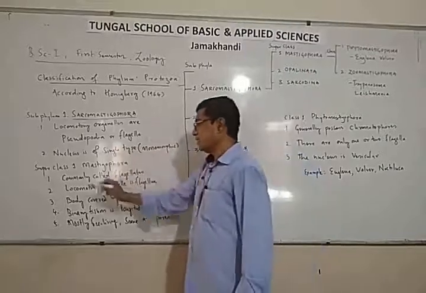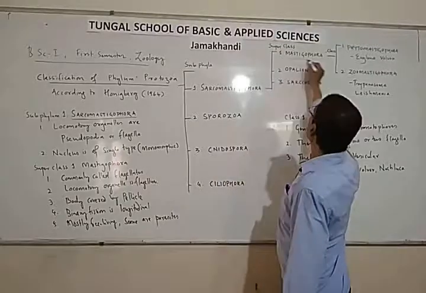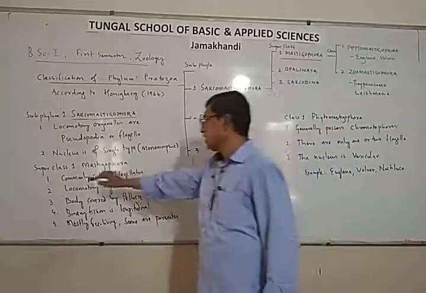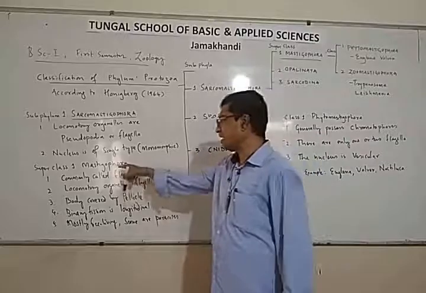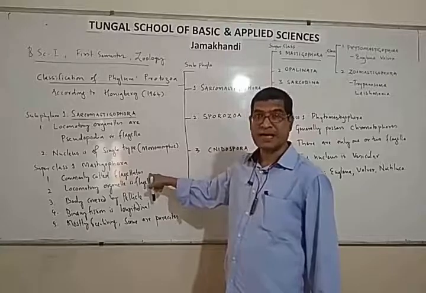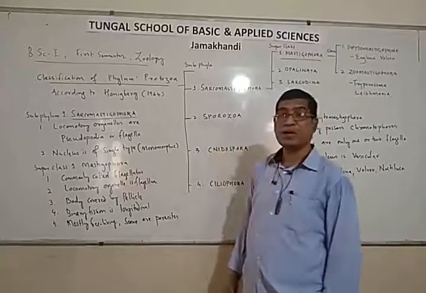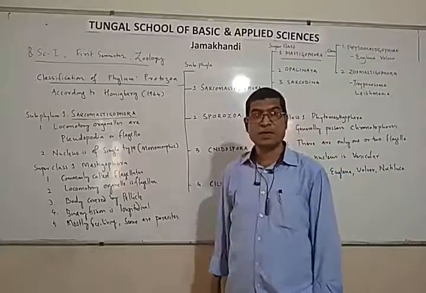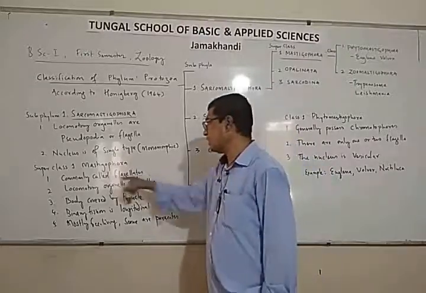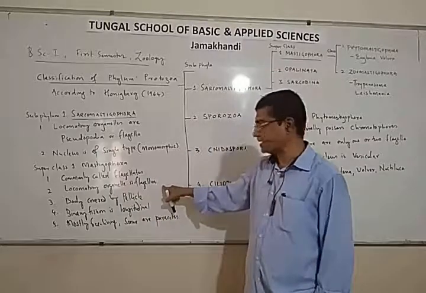Then, the general characteristics of superclass 1, Mastigophora. Right? So, they are commonly called flagellates. Mastigophorans are commonly referred to as flagellates because they have flagella as their locomotory structure. Therefore they are called flagellates. If cilia are present, they are known as ciliates. So these are flagellates. Locomotory organelle is flagellum here.